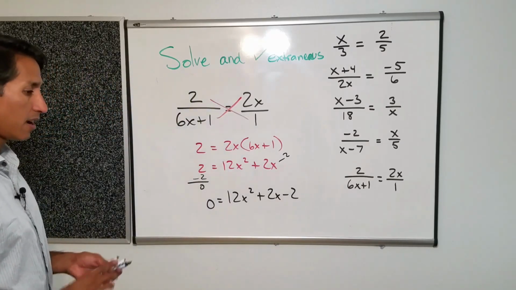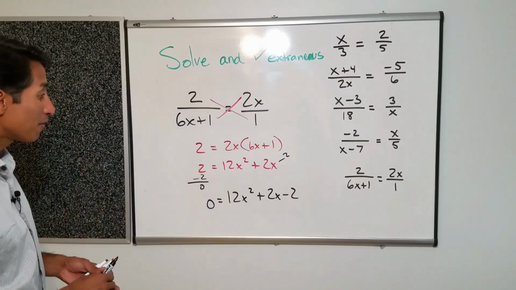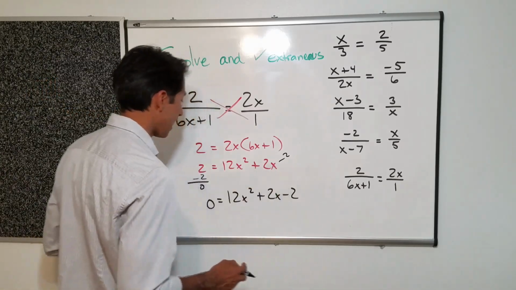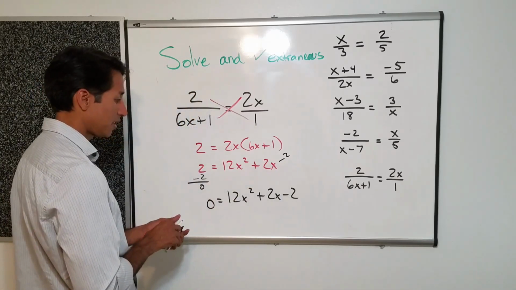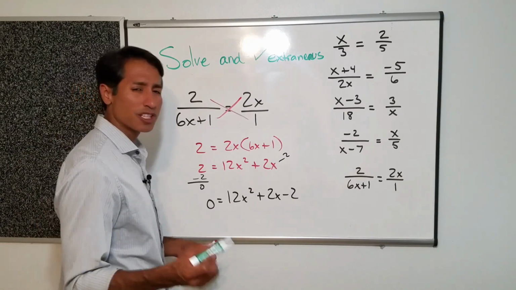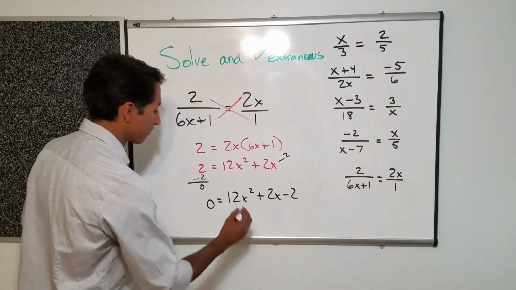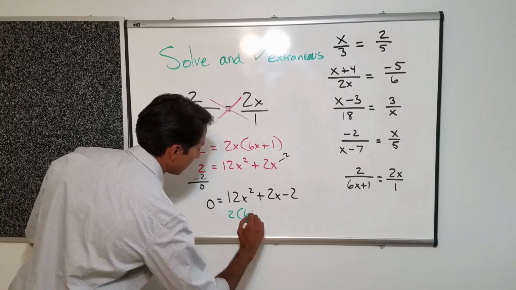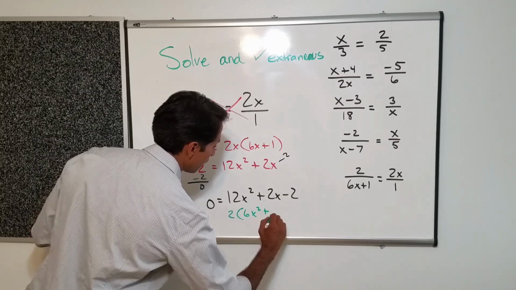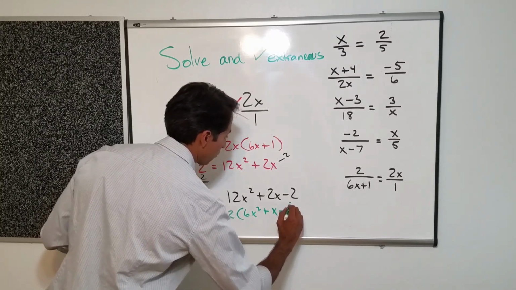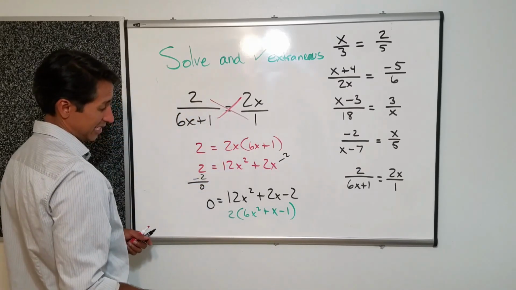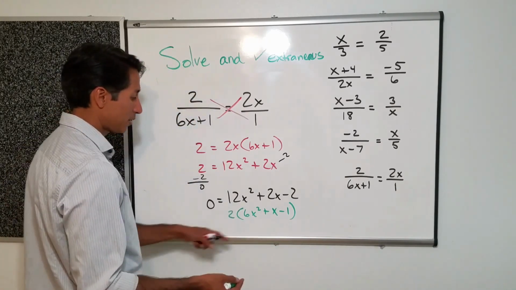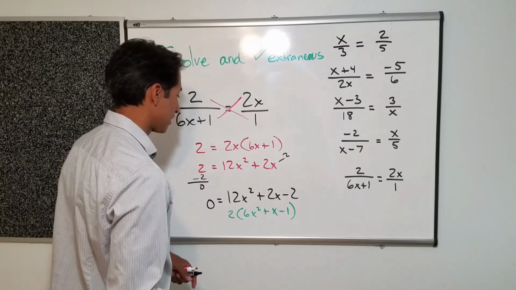Okay, can I factor anything out of this trinomial? I can, so let's try that. Let's pull a 2 out of all 3 of these, right? These rules keep coming back. Let's see, if I pull out a 2, what happens? I get 6x squared plus x minus 1. I'm looking for some values, so I'm assuming I can factor this.